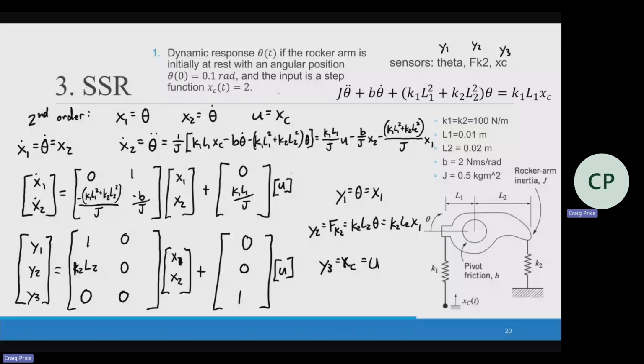So now I've got 3 definitions in terms of my state variables, and we can set up our C and D matrix. We're going to use the same vectors as before, the X vector, state vector, and the input vector. But I have 3 outputs that we're looking at. So Y1 is equal to 1 times X1. Y2 is equal to K2 L2 times X1. Then lastly, our third sensor is just the input, 1 times U. So we got 0, 0, 1 for that equation.